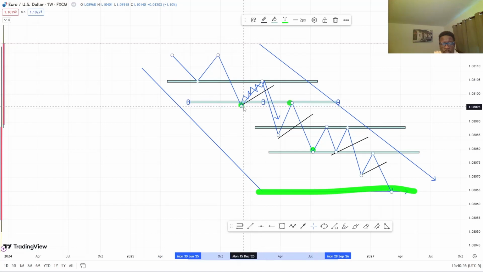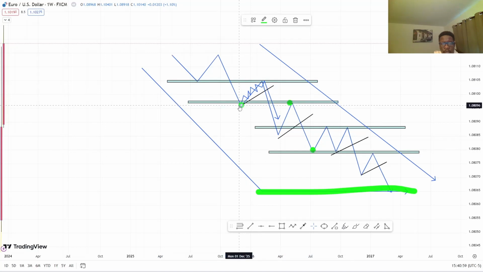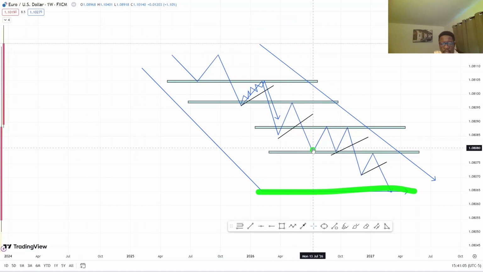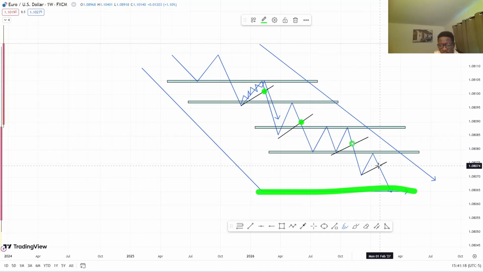Let me bring it back. All right. So instead of this technique, my technique is going to be here. My entry is going to be right here. When price breaks this, when it breaks this, you see, this is the difference. This is my technique. You see the difference between this one and the other one.